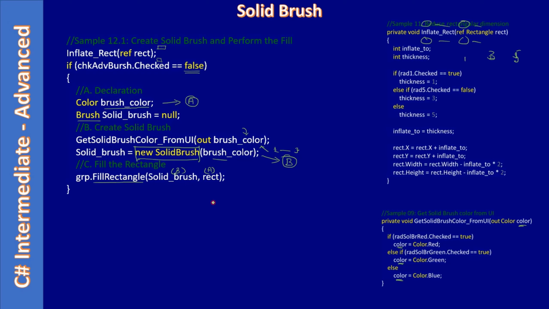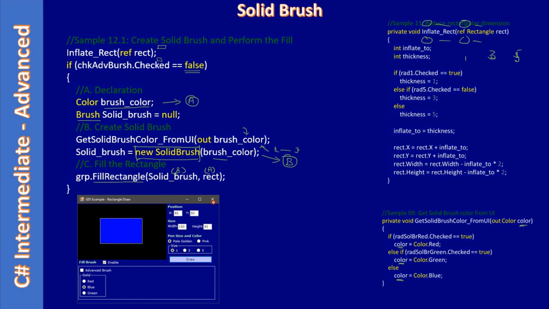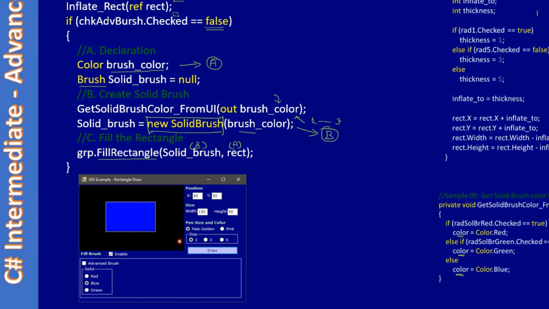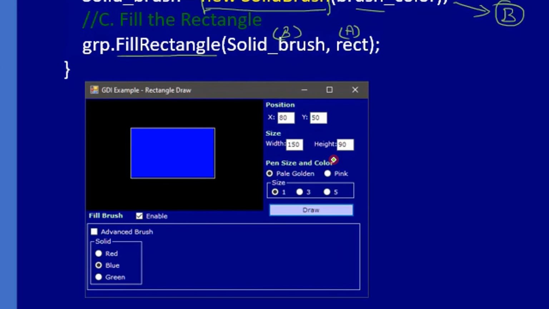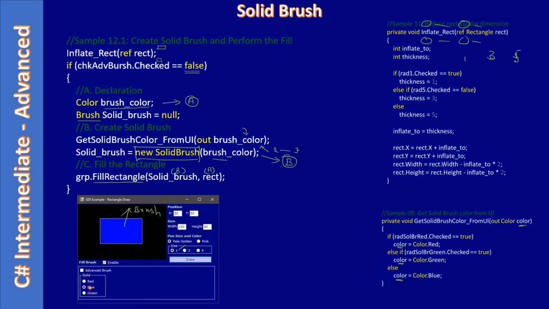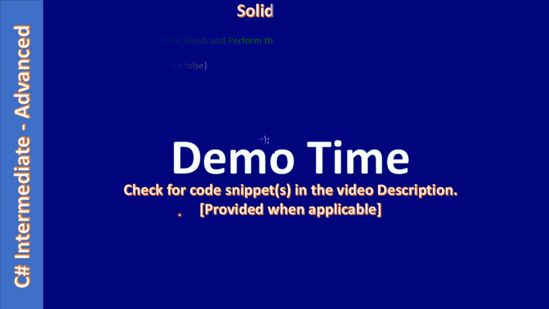That's all here. Now here is one example. You are seeing the outline, right? This outline is drawn by the pen with the pale golden color, and thickness is 3. Then this is the blue brush, and you can see how the interior region, or the closed shape of the rectangle, is painted by the solid brush with the blue color. Alright, now it's demo time.